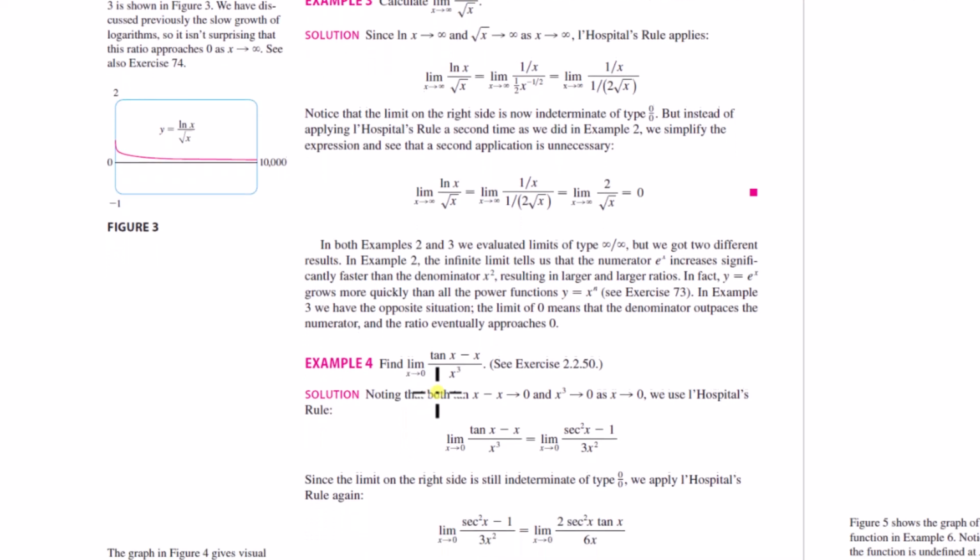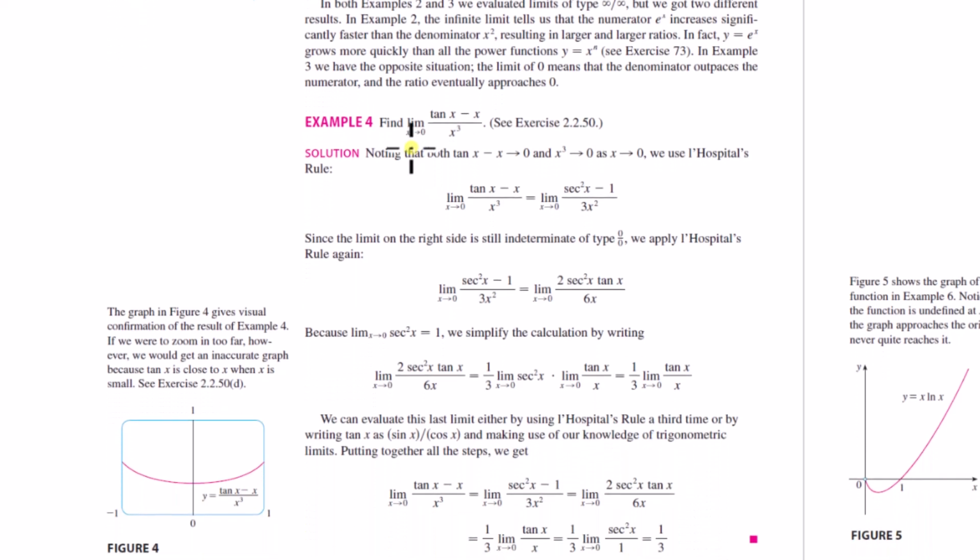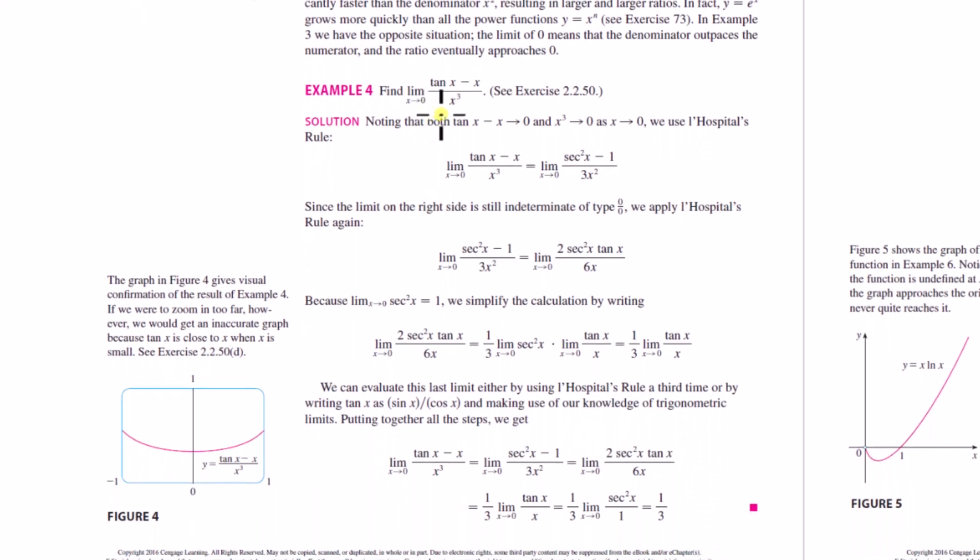Okay, here's another example. Tangent x minus x goes to 0. x cubed goes to 0 as x approaches 0. So they use L'Hopital's rule, take the derivative. We still have an indeterminate form of type 0 over 0, so we use L'Hopital's rule again. Then they use a technique here. They separate this out to get this limit, and then this limit as x approaches 0 of tangent of x over x. And then you can take advantage of trigonometric limits, it says, or you could just continue using L'Hopital's rule.